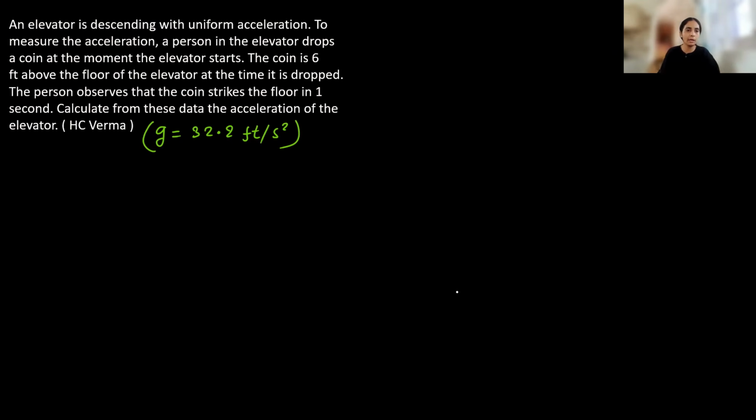Okay, let's move ahead. An elevator is descending with uniform acceleration. We have an elevator, and it is descending, coming down with uniform acceleration, let's say a. And then to measure the acceleration, a person in the elevator drops a coin at the moment the elevator starts. So when the elevator is just starting, at that point of time, one coin is getting dropped.